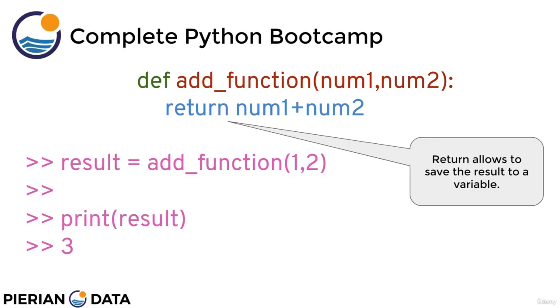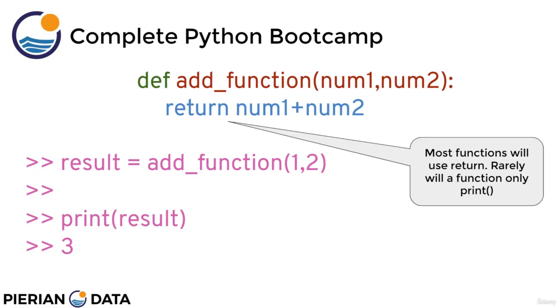So that means when I call add function 1, 2, I'm saying num1 is 1, num2 is 2, and so it's going to, inside of the function, do 1 plus 2, which is 3. And since it's using return, I can now save that result to a variable. So I can say result is equal to whatever add function 1 comma 2 returns to me. So in that case, if I were to later on print the result or use it somewhere else in my code, it's the number 3. So most functions, as I mentioned, will use return. Rarely will a function only print, and we'll show you examples of both use cases in the Jupyter Notebook.